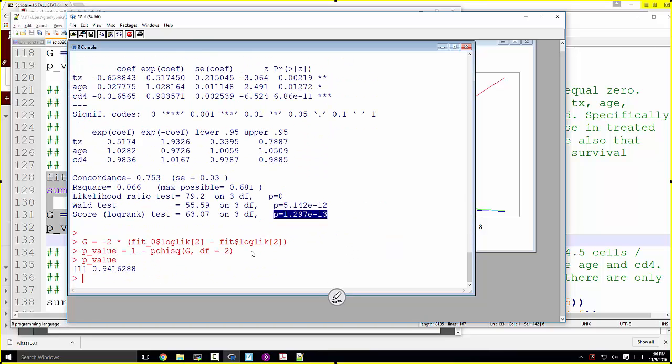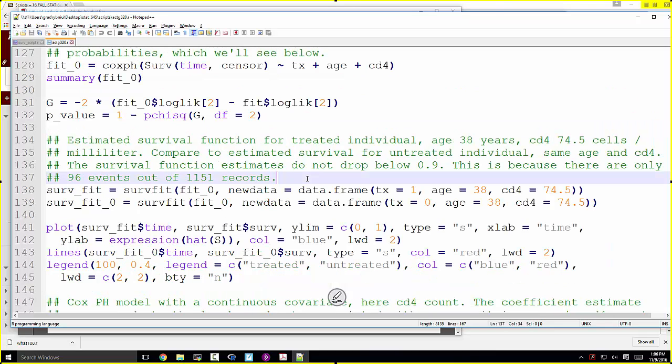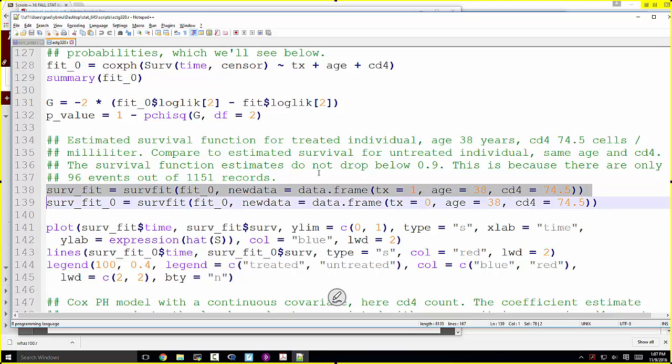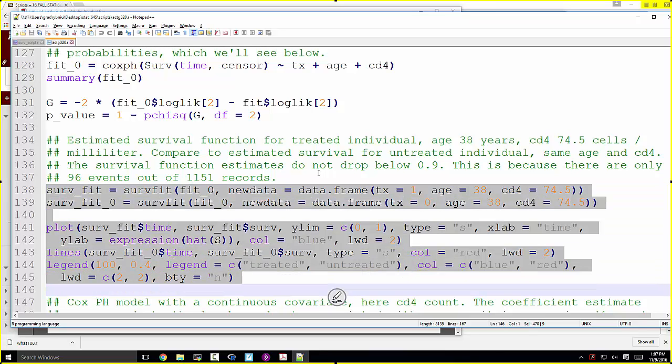Okay, let's see. Here is getting an estimated survival function for a specific category. For example, how about a treated individual, 38 years old, 74.5 cells per milliliter of CD4. And let's also get a survival curve for an untreated individual, same age and CD4. Based on a model that incorporates all the covariates that we think are relevant, here are our best survival curve estimates.